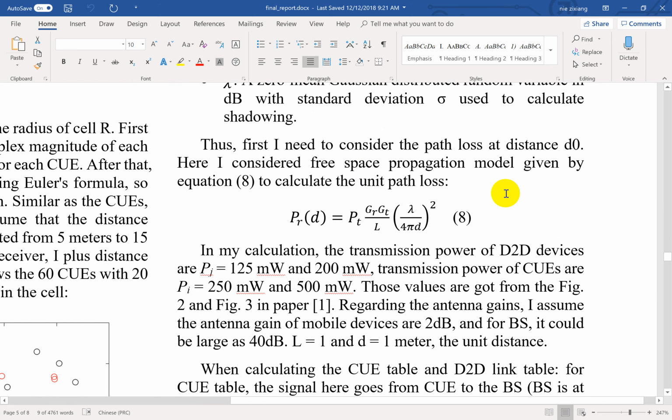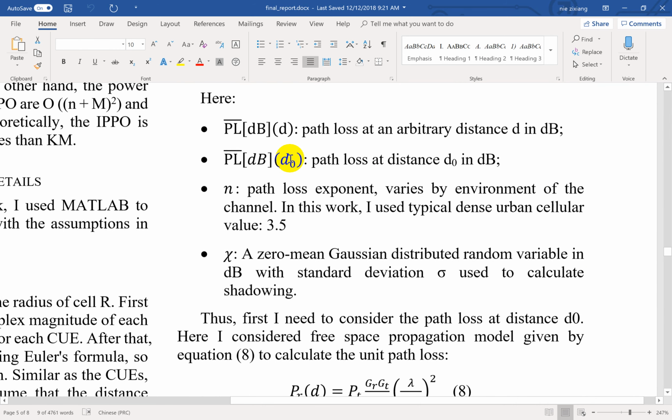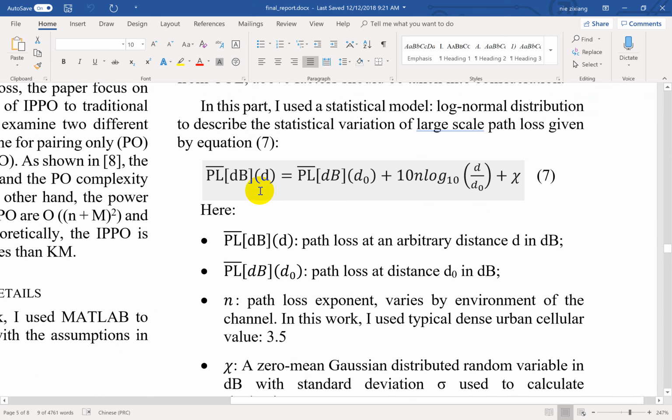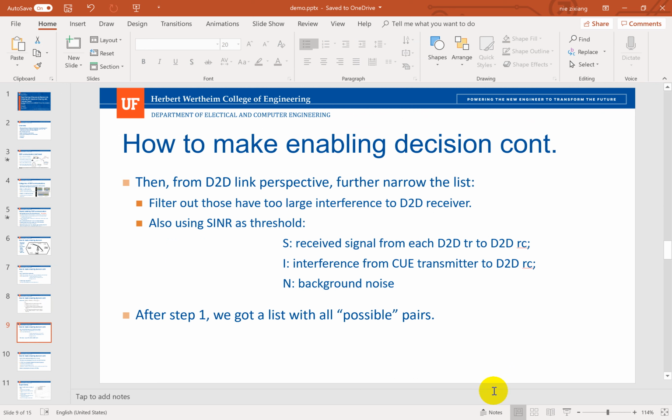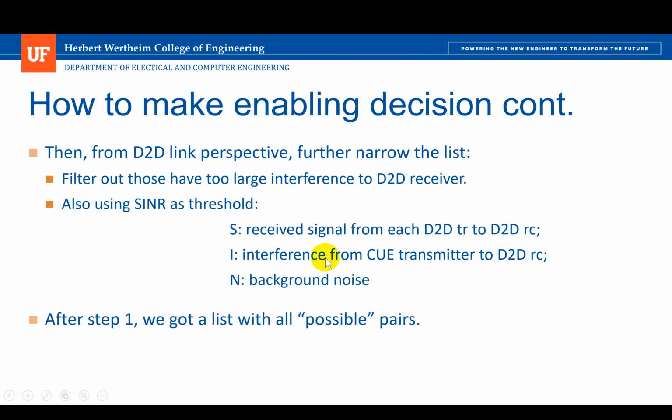Use this equation. After I get the path loss, I can get the received power from the transmit power divided by the decimal version of the path loss. So after the cellular perspective, they got a list. The next step, from the D2D links' perspective, is to further narrow the list.